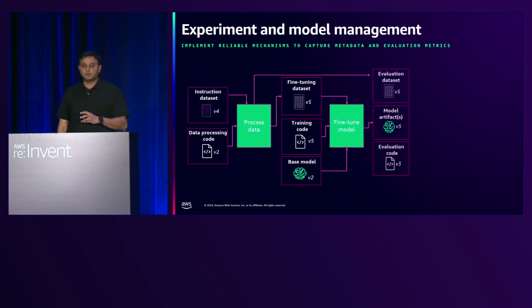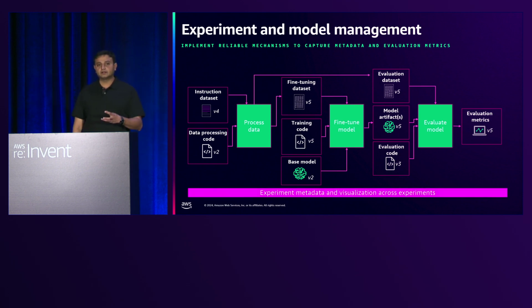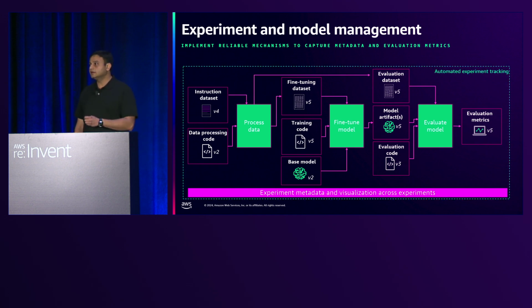For a fine-tuning job, you can see there are a lot of model inputs and artifacts that are required to be tracked as part of the experiments. Manually tracking these artifacts and model inputs is tedious and error-prone. So you need automated experiment tracking to make sure your experiment tracking is reliable.